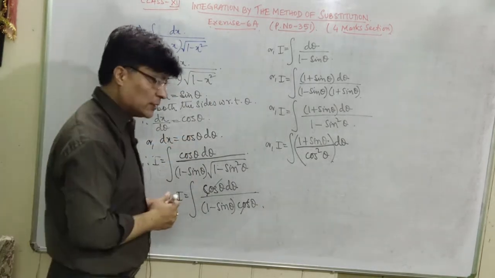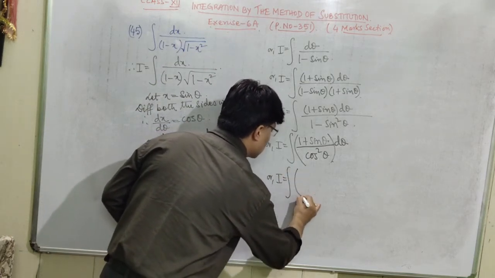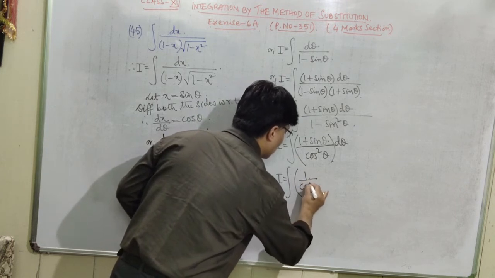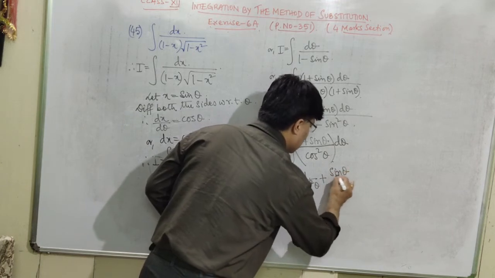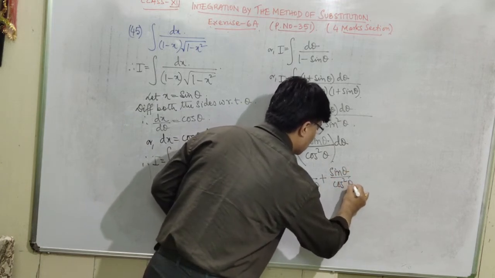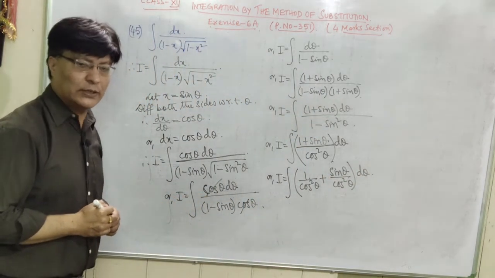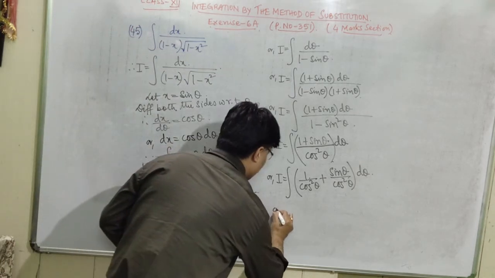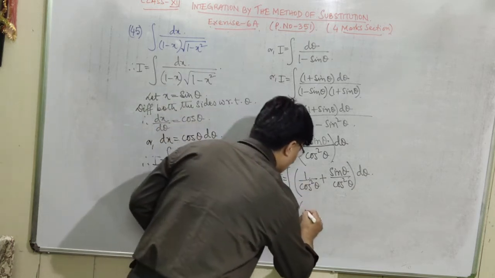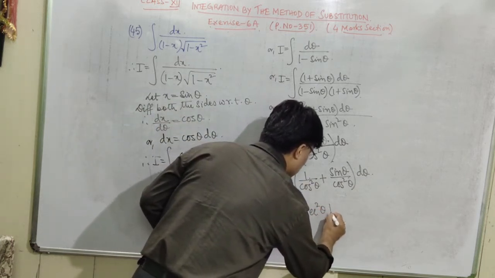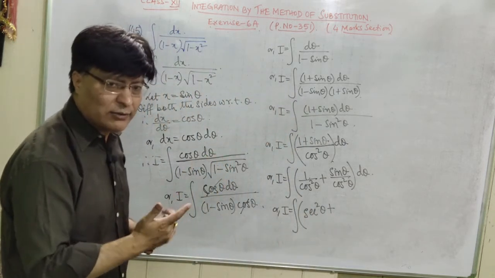Okay, so next you can separate the term. I is equal to integration of, within bracket, 1 by cos square theta plus sine theta divided by cos square theta, bracket closed, d theta. So what is 1 by cos square theta? It is sec square theta plus. So what about sin theta by cos square theta? How can you simplify it?